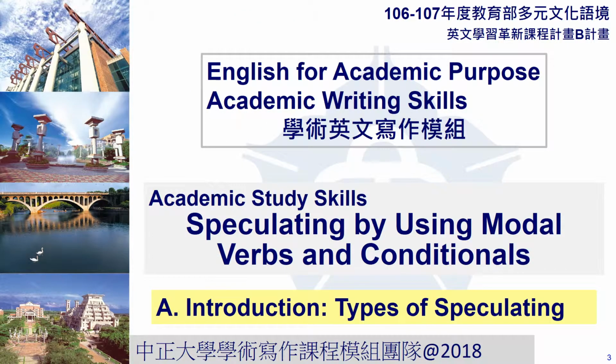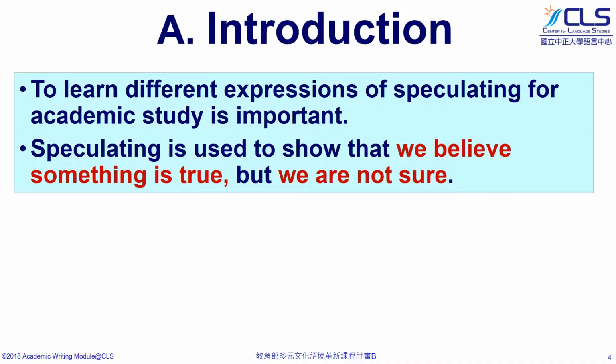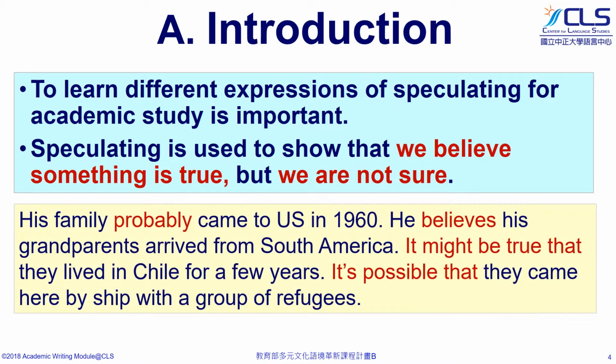Now, let's start from the introduction. We'll learn why speculating is important and the three major types of speculating. Learning different expressions of speculating for academic study is important because speculating is used to show that we believe something is true, but we are not sure. We can use probably, possible, or modal verbs to express a degree of certainty or uncertainty. In this example, the adverb probably shows a little more certainty than the other phrases, such as might be true.